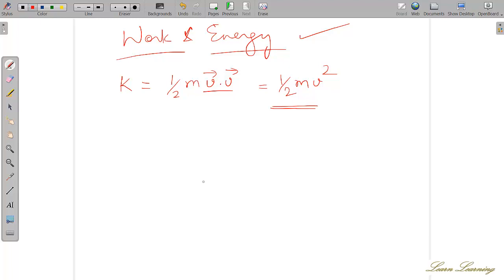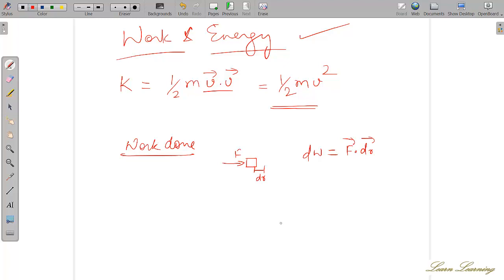Now the second thing is, we'll define work done. Let's say a force is acting on a body. What is work done? Let's say a body is there, and a force F is acting on it. Let's say this body has moved a small distance dr. So we say that the small work done dw has been done there, and that is equal to F dot dr.